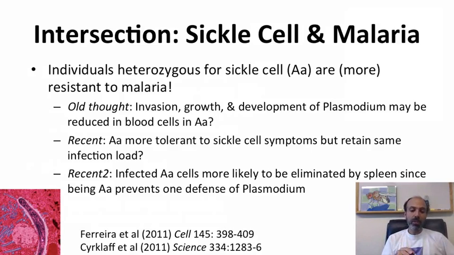Now, the thought a long time ago was that invasion, growth, and development of plasmodium was somehow reduced in these heterozygotes' blood cells. But more recently, I cite two studies down here. You're welcome to look them up if you'd like. One thought is the heterozygote is more tolerant to sickle cell symptoms, but actually still retains infection. Whereas another study showed that the infected heterozygote cells are more likely to be eliminated by the spleen. So there are a couple of different explanations for this, but the important thing is that if you're in a place where there is malaria, if you're a heterozygote, you are actually not immune, but you are much less likely to get it than individuals that don't have sickle cell trait.